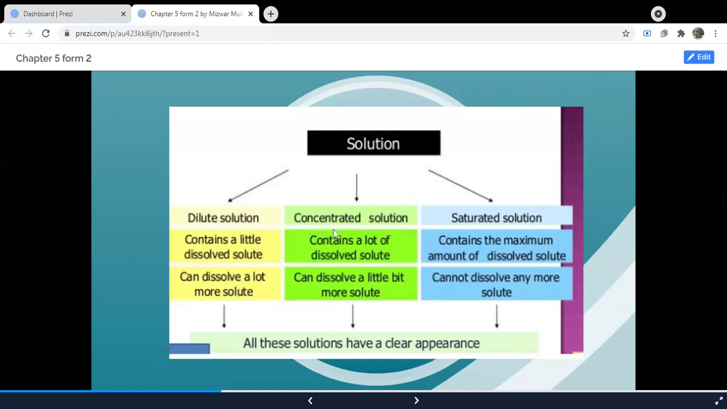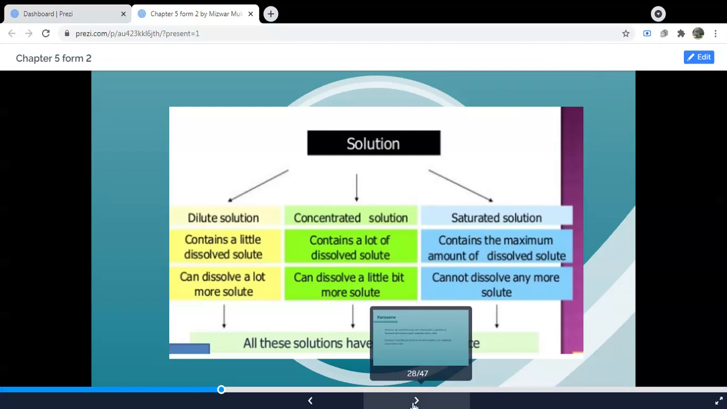Concentrated, pekat. Okay, concentrated tu maksudnya pekat. Saturated maksudnya dah tepu, dah penuh. Maksudnya bila kita tambah lagi solute, contohnya bila kita tambah sugar, kita tambah lagi salt, the salt and sugar cannot be dissolved anymore. Jadi maksudnya solution tu telah menjadi saturated solution.